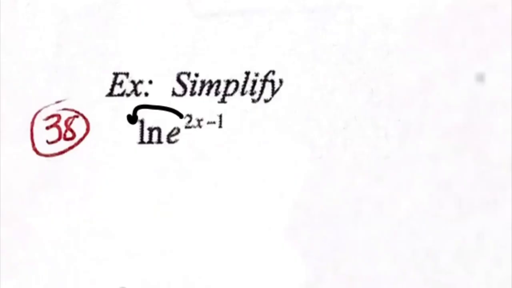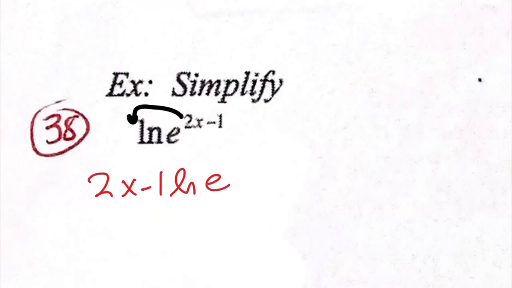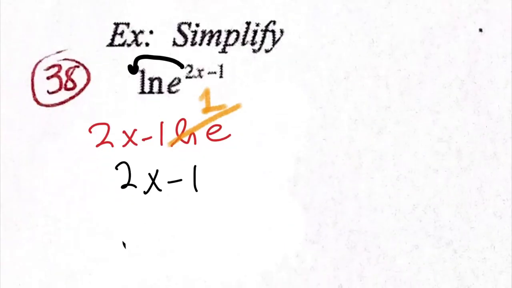Simplify. This one already gives you a hint. We're going to use the power rule. 2x minus 1, ln of e. Now we do know that ln of e is just 1, so we cross that out. You can keep the imaginary 1, but it's completely up to you. So 2x minus 1 would be our final solution.